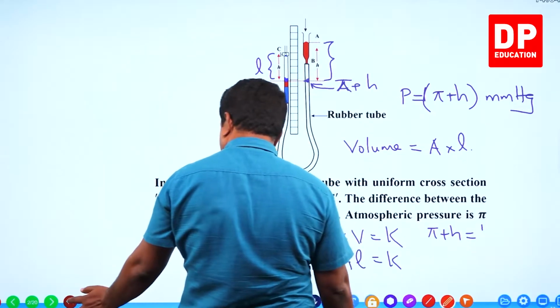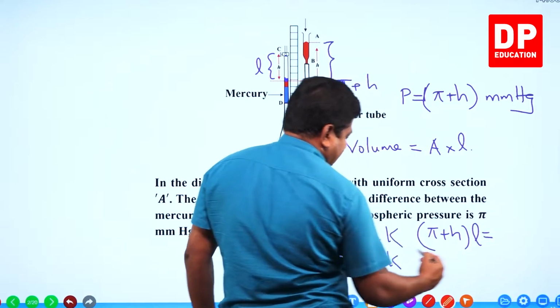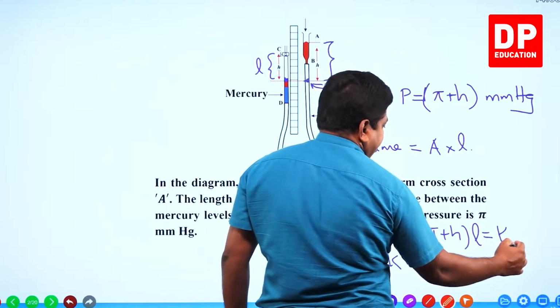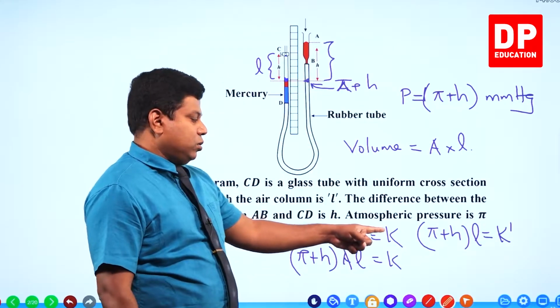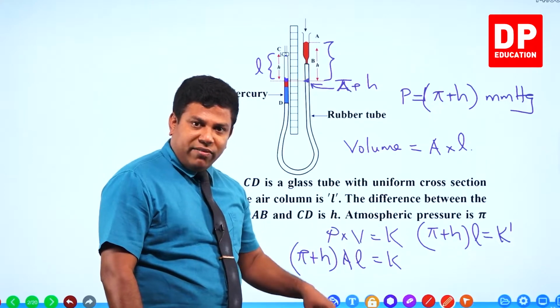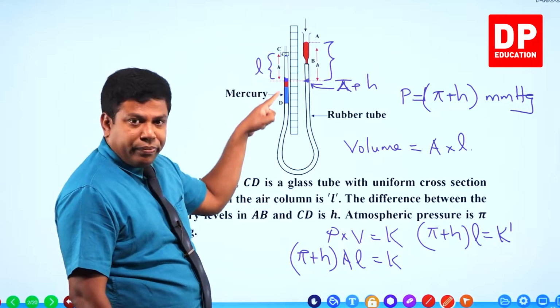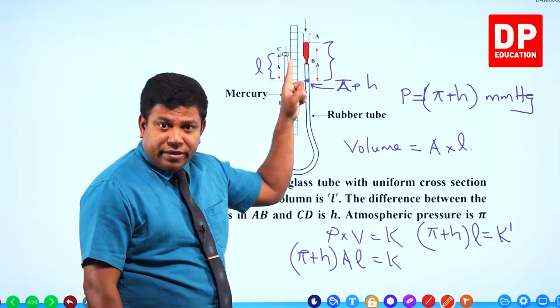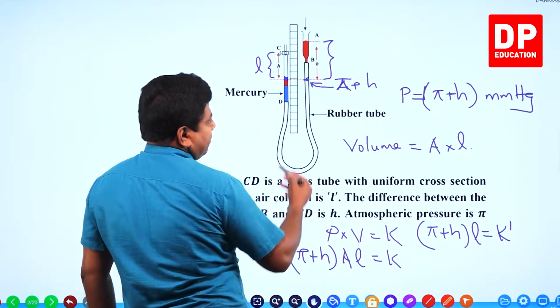(P + H) × L is K over A, which I will write as K dashed, K dash, a new constant. Previously I took the constant as K, now you have divided that by A. A is the cross-sectional area of this tube, which is a constant. Then you get a new constant. Let me rearrange this.